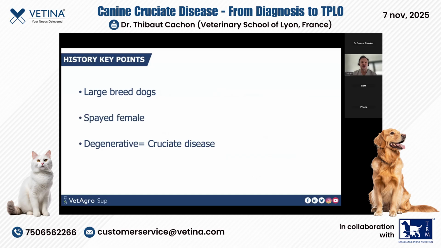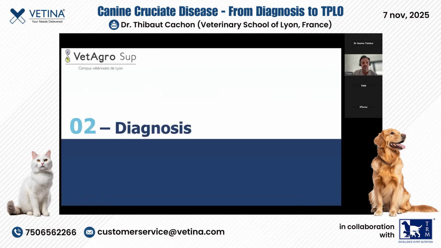As a key point for the history, you need to keep in mind that the cruciate disease will be more often in large breed dogs. Spayed females are overrepresented, and most of the time the cruciate disease is without any trauma. There is a degeneration of the cruciate. It's a very degenerative disease, so we call that a cruciate disease, not only a cruciate rupture, but a disease of the stifle. The diagnosis of the cruciate is sometimes difficult, but most of the time with only a good orthopedic examination and good x-rays, you will get the diagnosis.